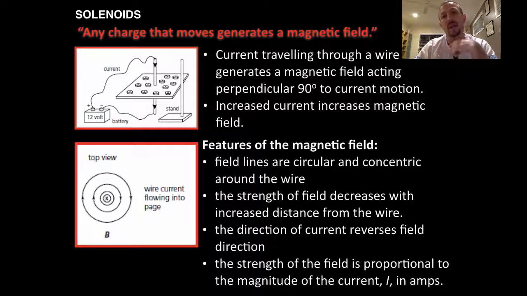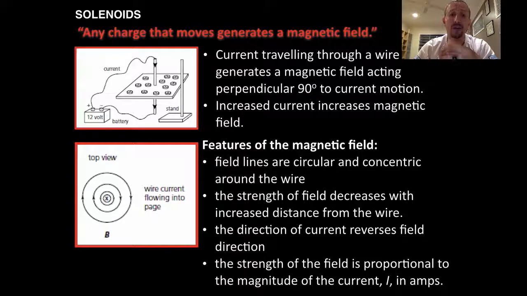Now also, if we increase the current, we're also going to increase the magnetic field. Well, that stands to reason. If we go back to our initial statement, any charge that moves generates a magnetic field. It stands to reason the more charge we've got, the more movement we've got. The more movement we've got, the more magnetic field is going to be generated.